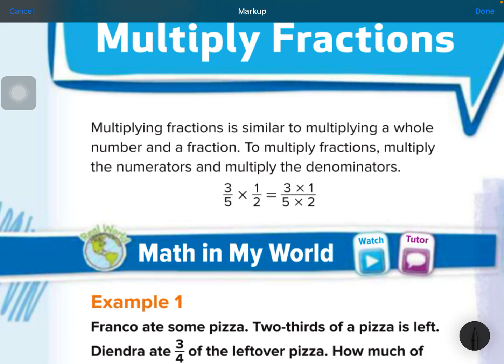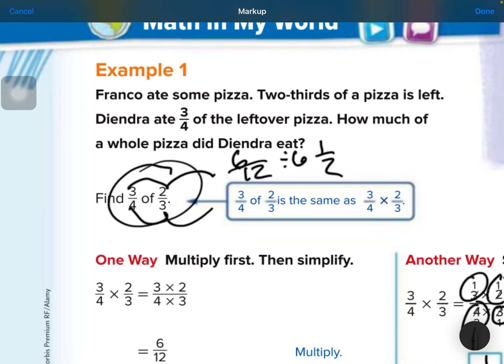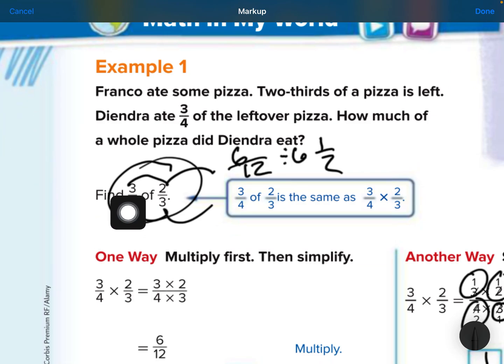Okay, so the main idea for this chapter is multiplication. We have 3 times 1 is 3, 5 times 2 is 10, and that's our answer because we can't simplify it any longer. Okay, here we go.